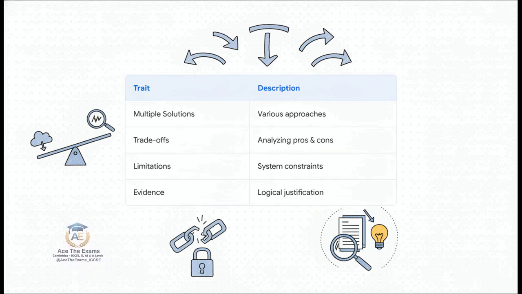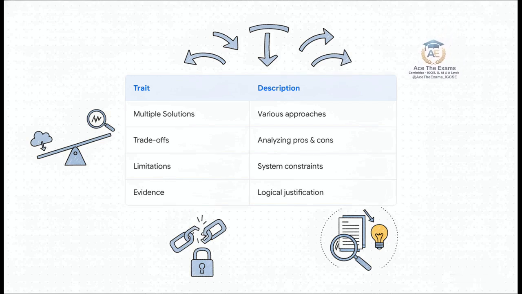First, multiple solutions. You consider various approaches, maybe compression versus lowering bit depth. Second, trade-offs. You actively analyze the pros and cons. You write about the balance between crisp, high-resolution diagnostic quality and restrictive server storage requirements. Third, limitations. You acknowledge system constraints, like bandwidth caps when transferring these images between hospitals. And fourth, evidence. You justify your decisions logically using exact formulas.